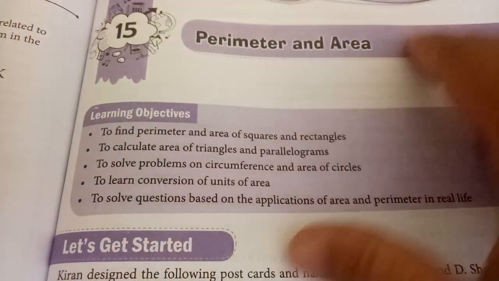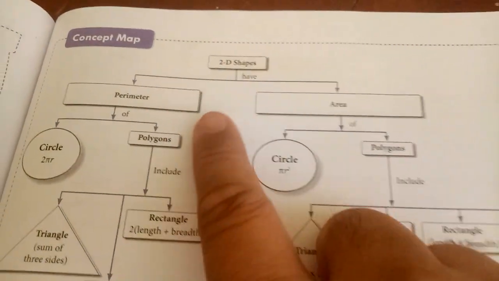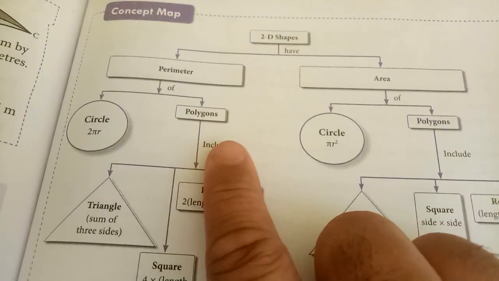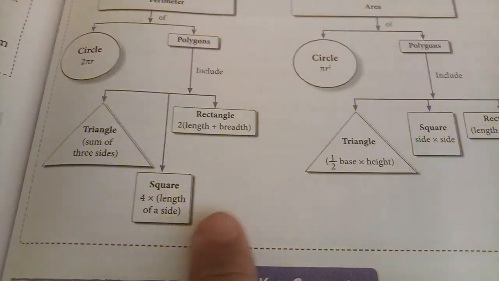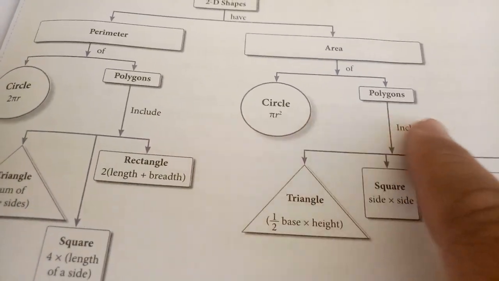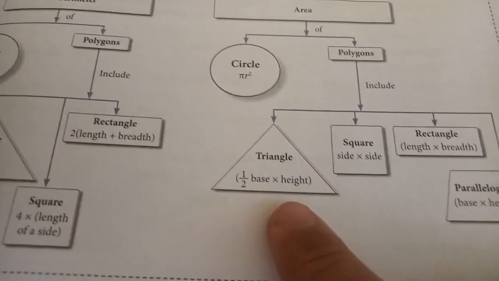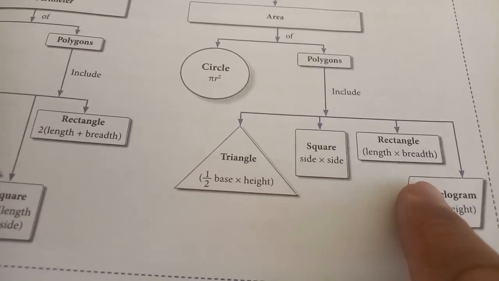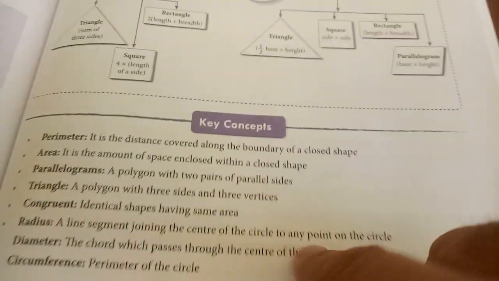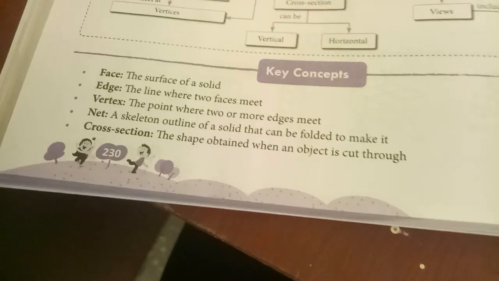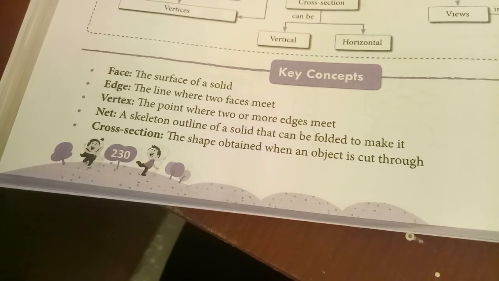Chapter 15, Perimeter and area of 2D shapes. Perimeter: circle is 2 pi r; polygon including triangle is the sum of 3 sides; rectangle is 2 into (L plus B); square is 4 into side. Area: circle is pi r squared; triangle is 1/2 base into height; square is side into side; rectangle is L into B; parallelogram is base into height; rhombus is 1/2 product of diagonals. That was left from Chapter 14.